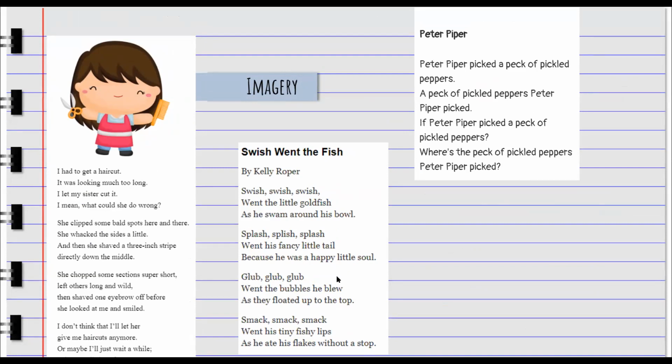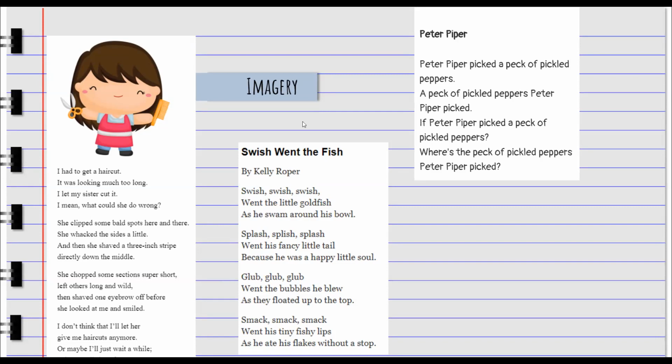Swish, swish, swish went the little goldfish as he swam around his bowl. Splash, splish, splash went his fancy little tail because he was a happy little soul. Glup, glup, glup went the bubbles he blew as he floated up to the top. Smack, smack, smack went his tiny fish lips as he ate his flakes without a stop.